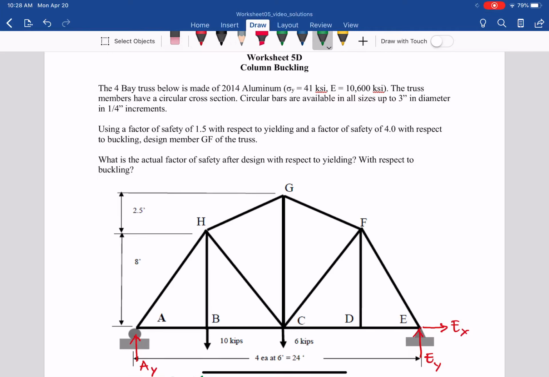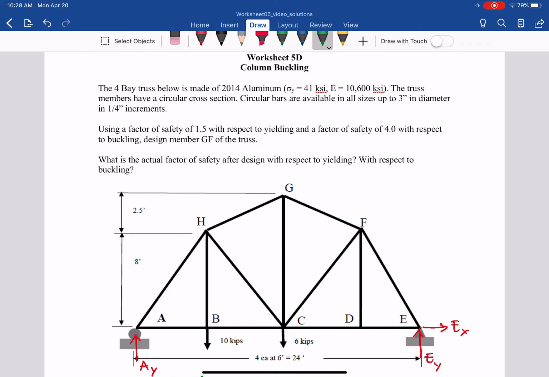Worksheet 5D, column buckling. The truss below is made of 2014 aluminum. They give us the yielding stress, 41 ksi, and the Young's modulus, 10,600 ksi. The truss members have a circular cross section. Circular bars are available in all sizes up to 3 inches in diameter, with 1/4 inch increments.